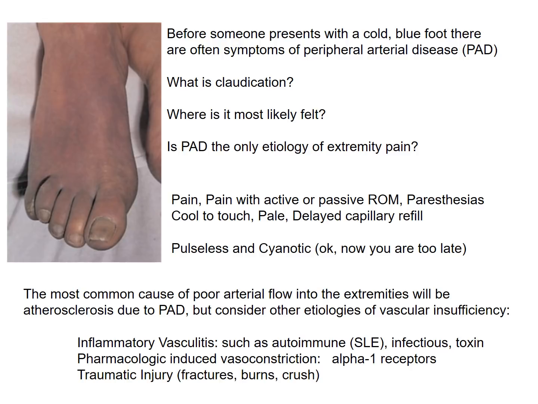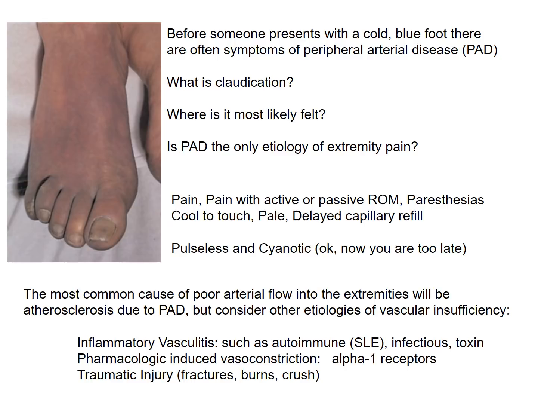Pain with passive range of motion, paresthesias, extremities feeling cool, extremities looking pale, delayed capillary refill. These are all potential signs of peripheral arterial disease. And by the time the extremity becomes pulseless and cyanotic, that might be too late.